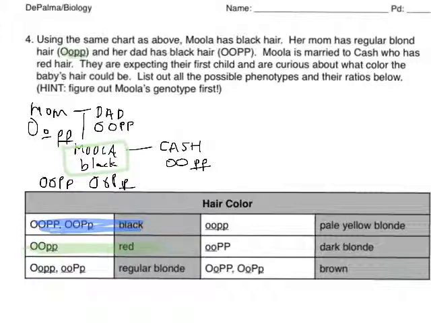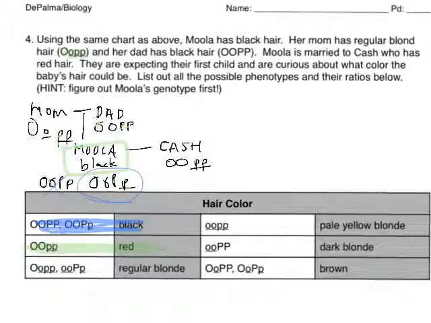So look at her parents. She has to get one O from each parent. She has to get one P from each parent. That means dad's going to pass on this O. Mom's going to pass on this O. Dad's going to have to pass on a dominant or capital P because that's all he has. All mom has is a recessive or lowercase p. So mom is going to have to pass on a little p, which means that Moolah's genotype is going to be that one right there. Big O, big P, little p.